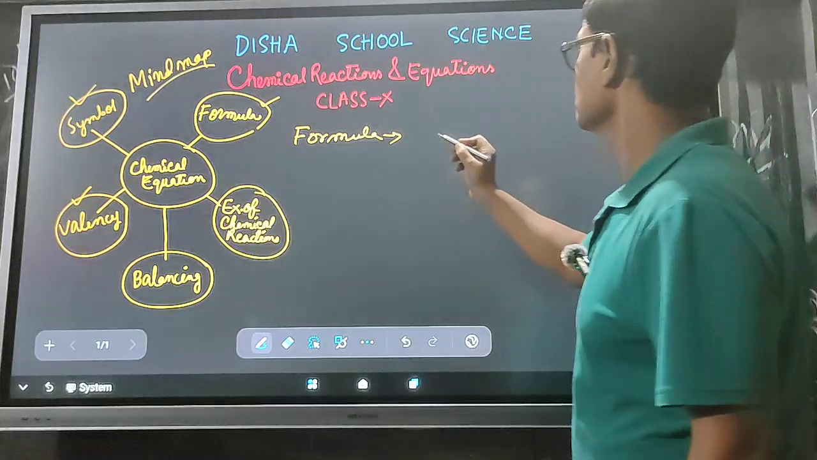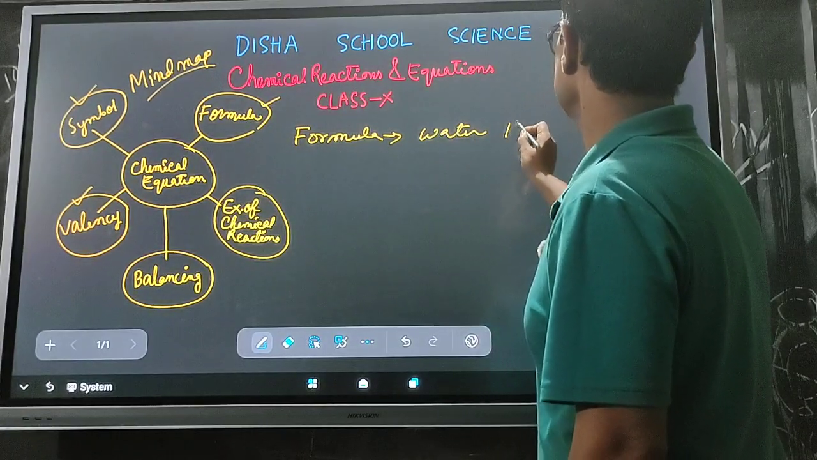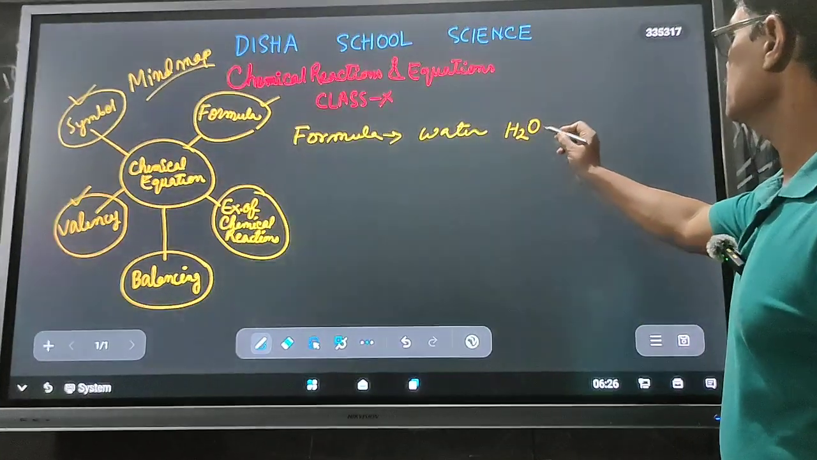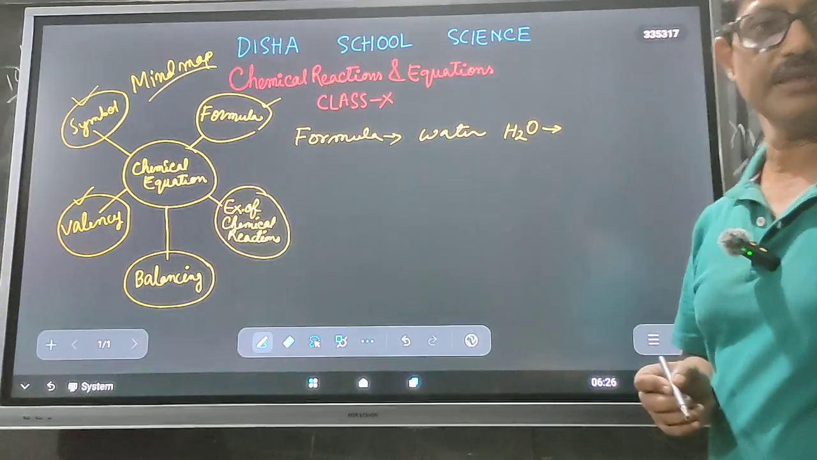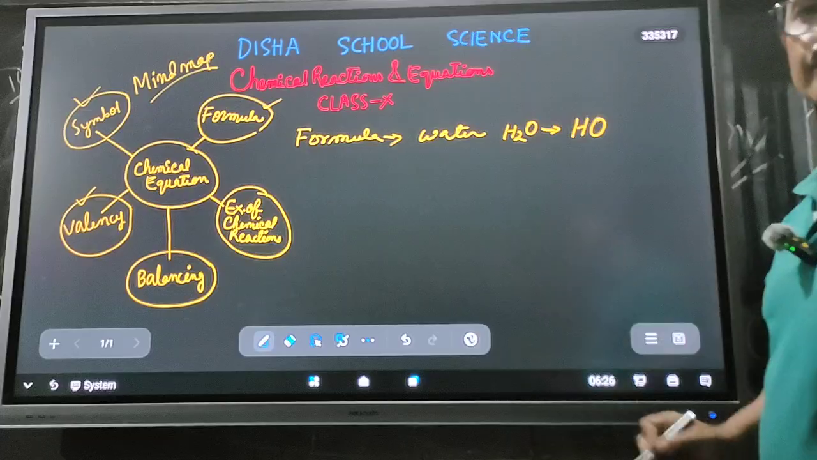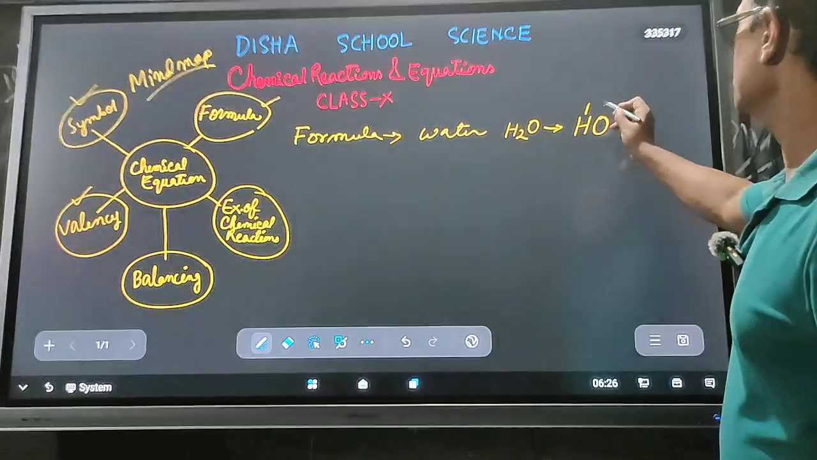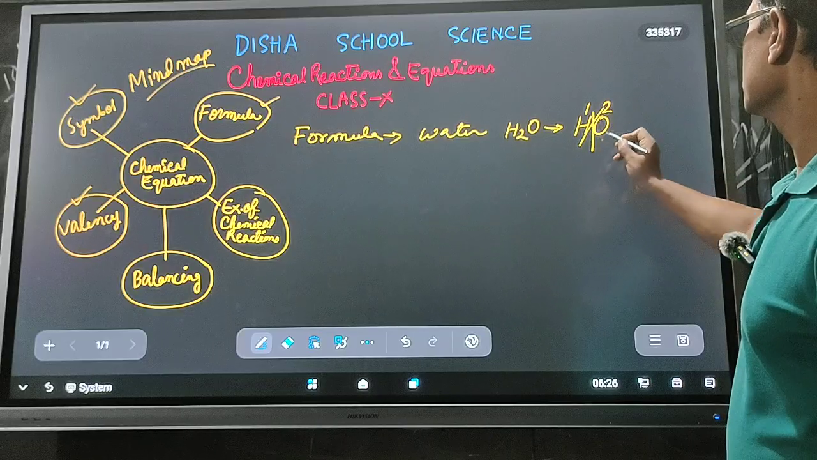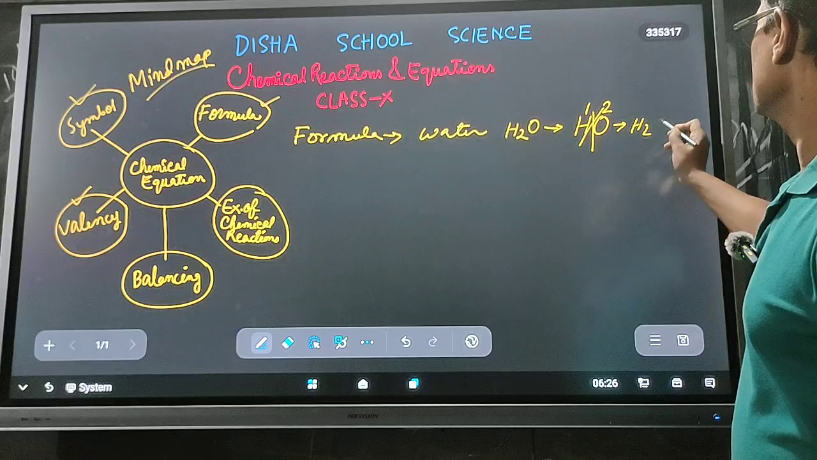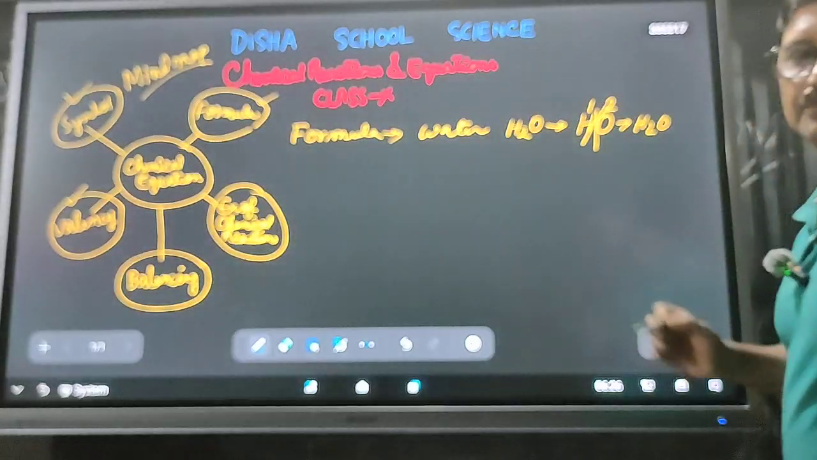For example, water. Everybody knows the formula of water is H2O. How was this formula developed? You already know in water hydrogen and oxygen are there. So you should write H and O nearby. What is the valency of hydrogen? 1. What is the valency of oxygen? 2. Cross it. Then this 2 will be below hydrogen. Ultimately H2O; 1 you do not write. So water formula is written this way.